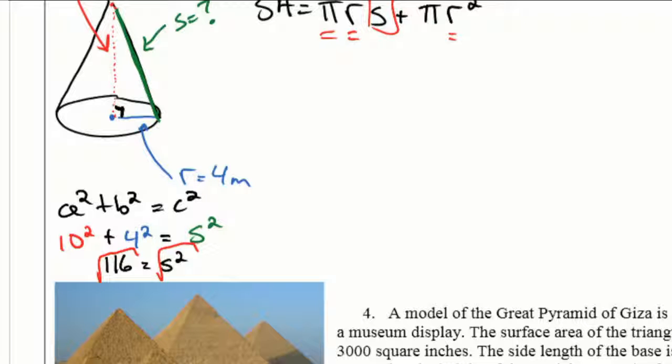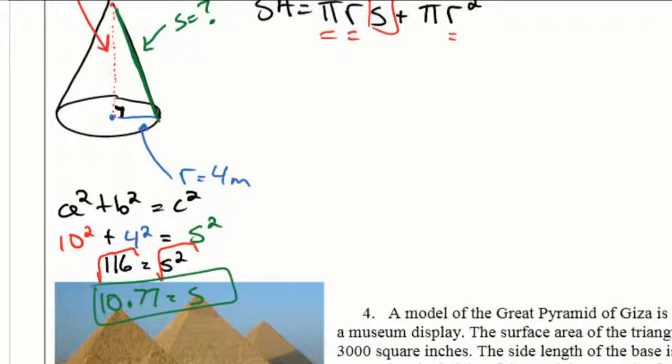So the square root of 116, again, if you don't have that scientific calculator, you're not going to have a square root button, and the rest of this is going to be really difficult for you. Plug it into my calculator, I end up with 10.77 is equal to s, or my slant height.